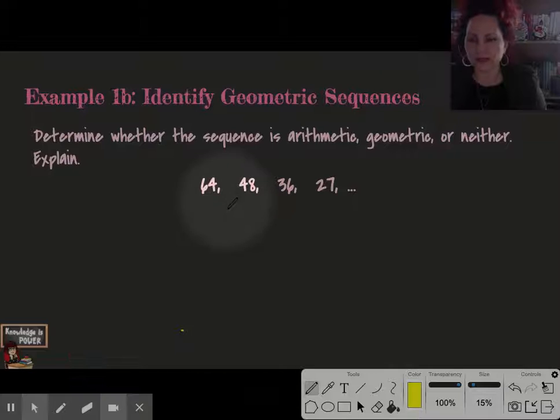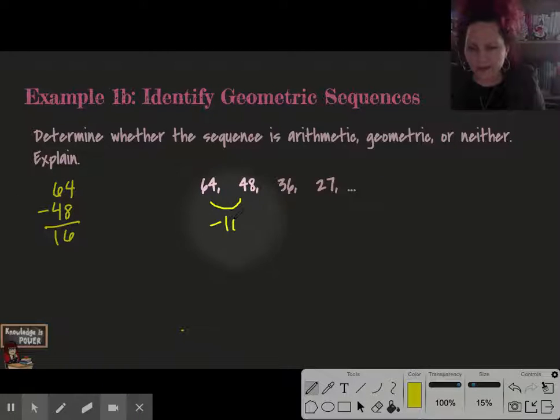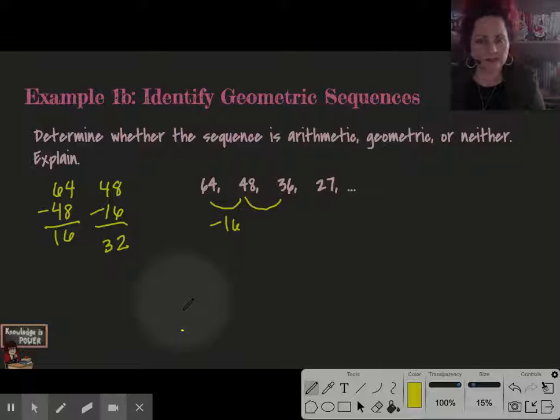Let's see. If I am going this way, I am subtracting. If I took 64 and I subtract 48, I'm getting 16, right? So I could subtract 16. Now let's look at this again. If I subtract 16 from 48, that's no good, right? So this is not arithmetic. Okay, let's try again.